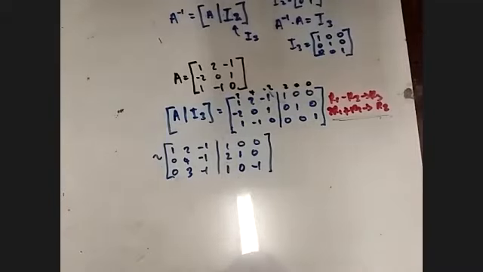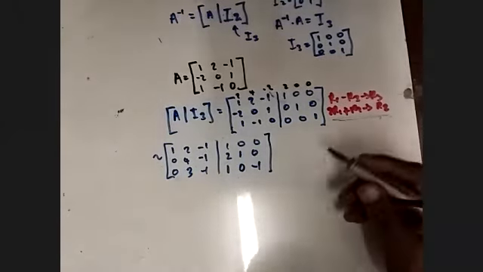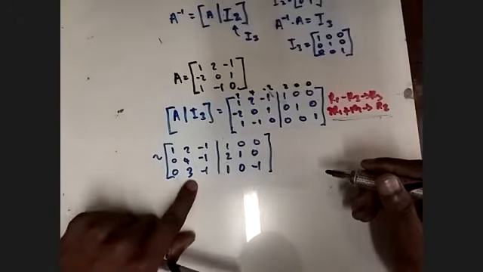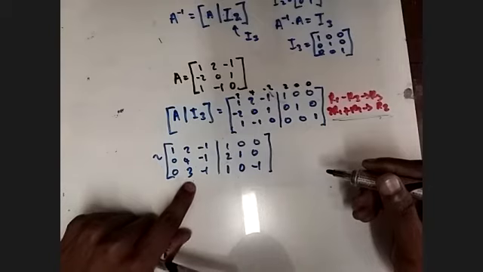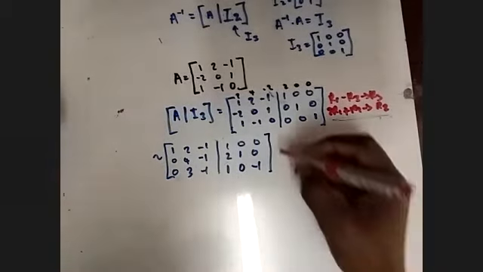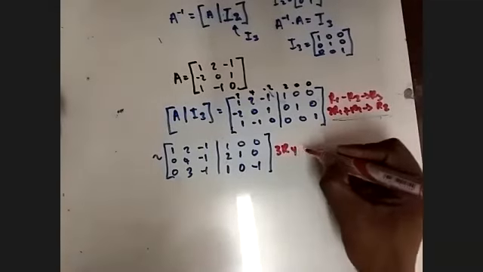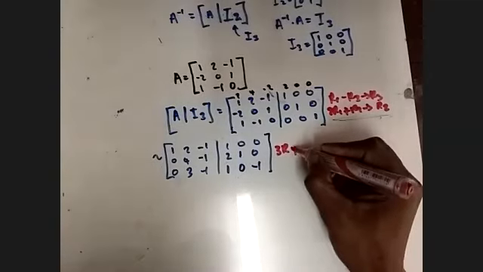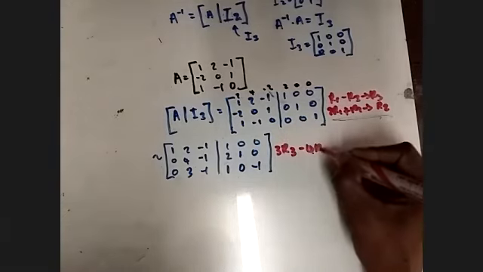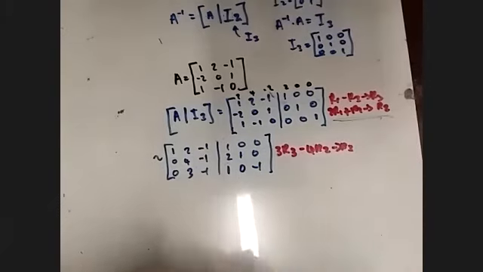So it looks like it's a lot, but it's not. We're still going to work here. Let me now kill this one and get a zero. I want a zero here. Pretend that I get a zero. So for me to get a zero there, let me say three times R3 minus four times R2, it should give me R3.